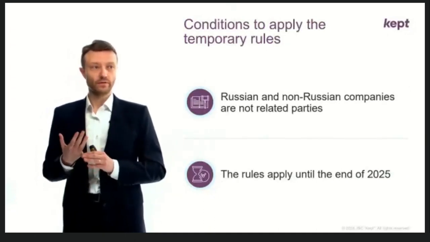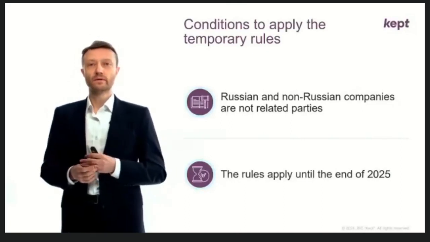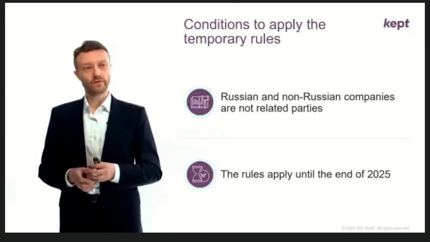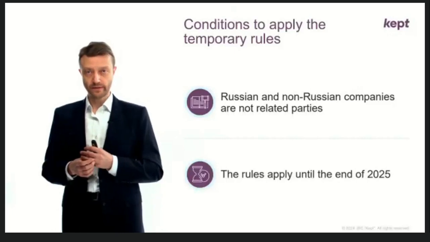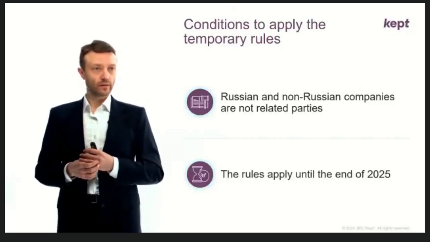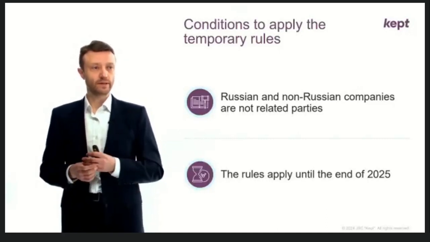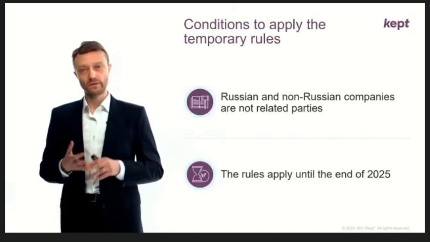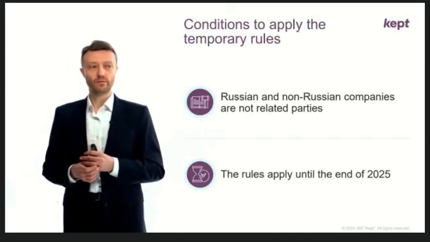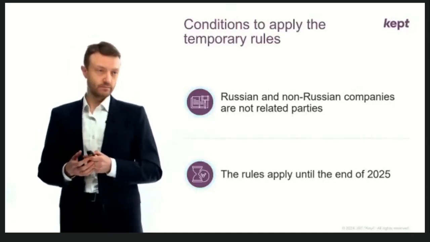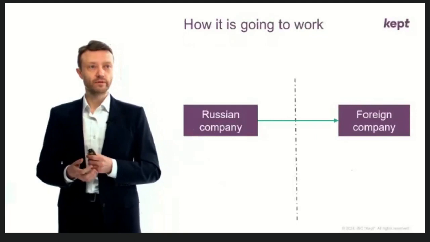Important limitations. First of all, the foreign companies that can benefit from these temporary rules should not be related to the Russian parties that pay this income. So it's not for intra-group payments. It's only for transactions between unrelated parties. And the other thing is that, as the name suggests, the temporary rules only apply for a certain period of time, for a couple of years, until the end of 2025. But okay, 2 years is enough to take action, and this is what we generally recommend to do.